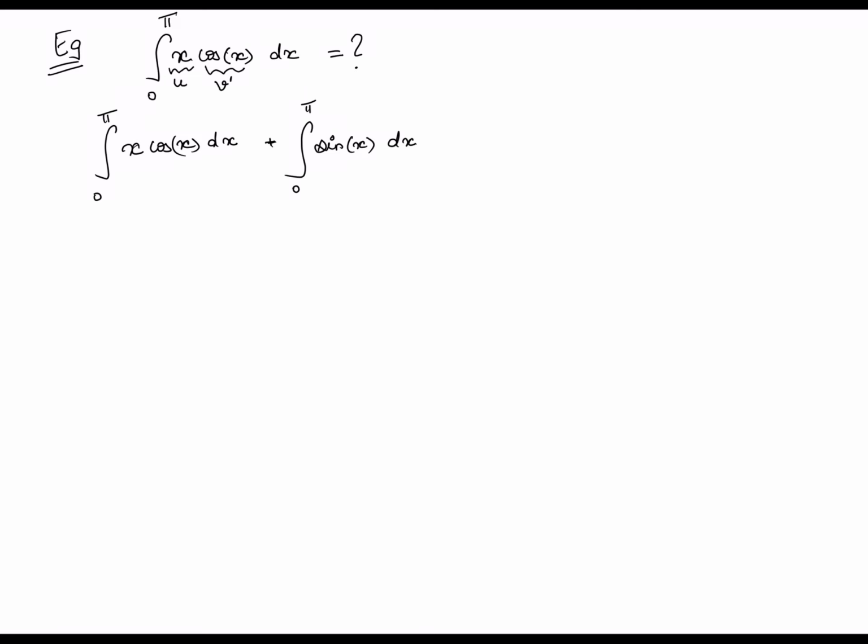From 0 to pi is in fact uv evaluated at pi minus uv evaluated at 0. So uv would be x into sine x. So pi into sine pi minus 0 into sine 0. Okay, now again, I know how to evaluate the right hand side. I know how to evaluate this term because it's just the integral of sine. Then one round of algebra, which I'm going to leave to you, will in fact show that the integral from 0 to pi of x cos x is in fact equal to -2.